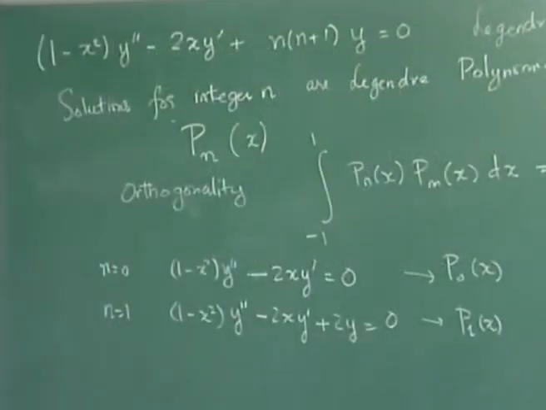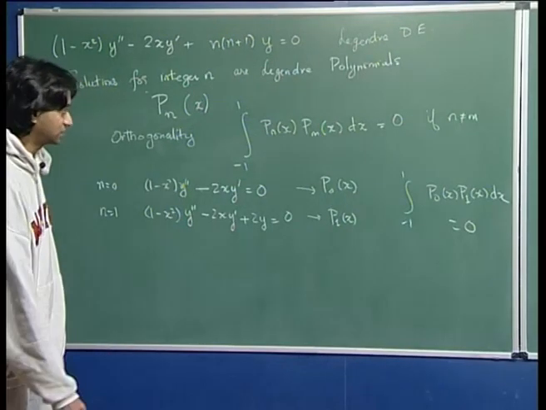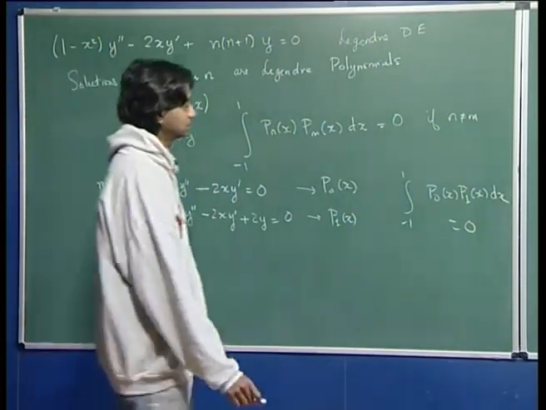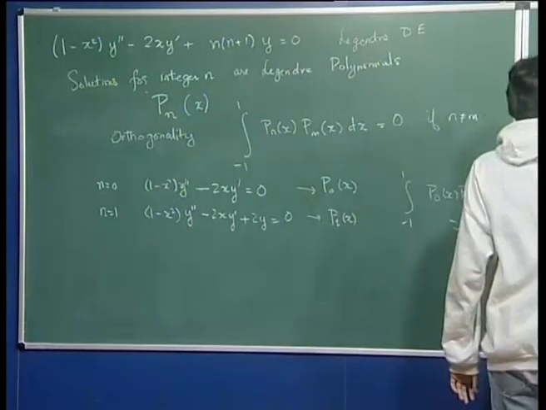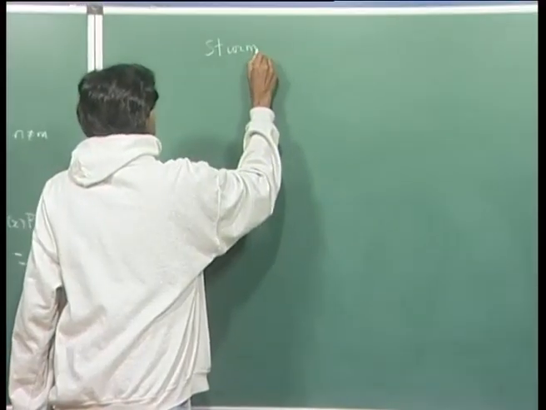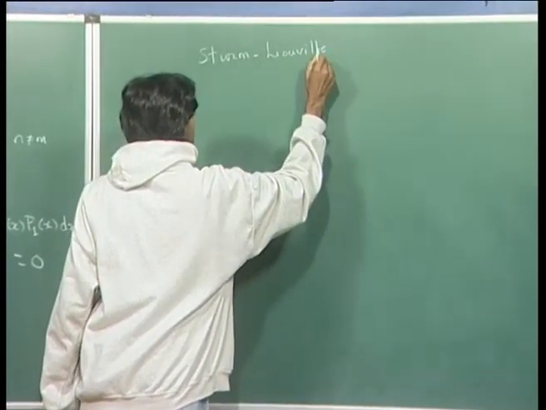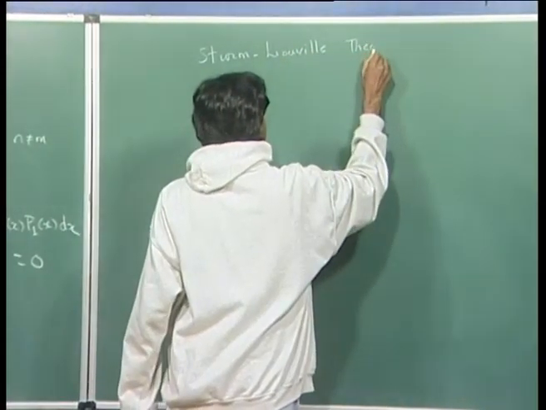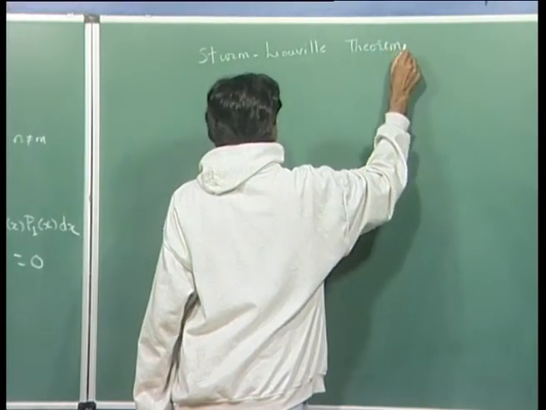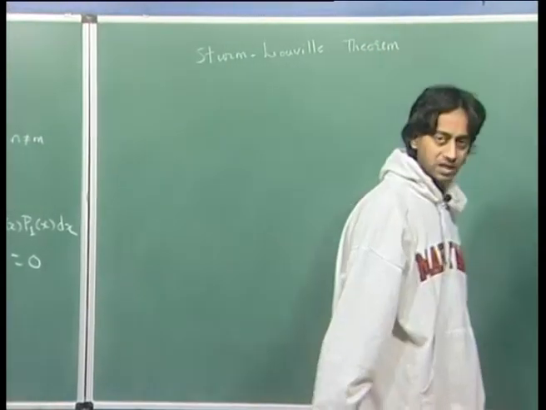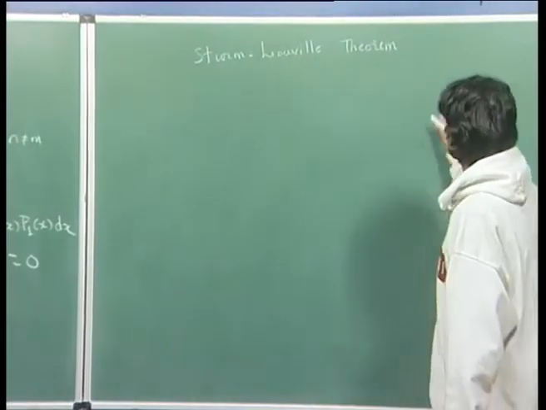So, this theory of differential equations and orthogonal functions was done by two people called Sturm and Liouville. And they came up with a theorem called the Sturm-Liouville theorem. And this is a theorem for orthogonal functions.